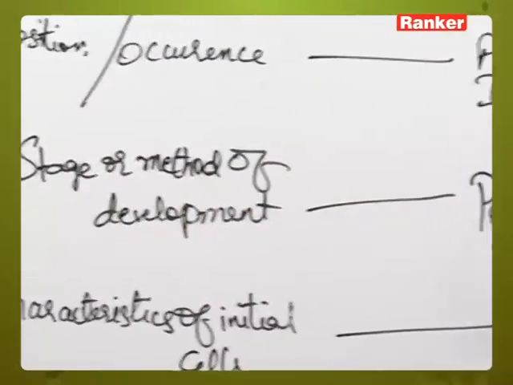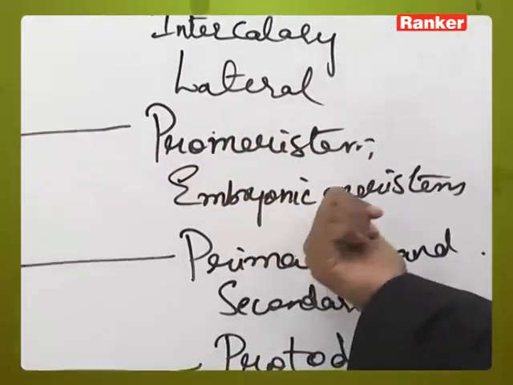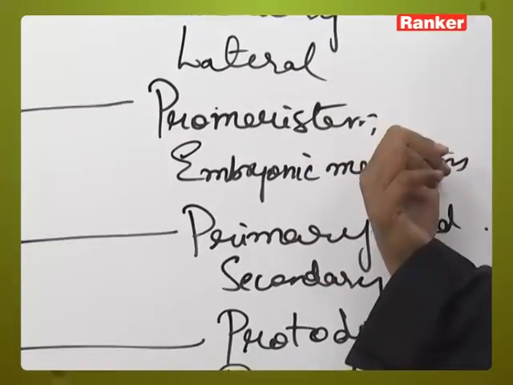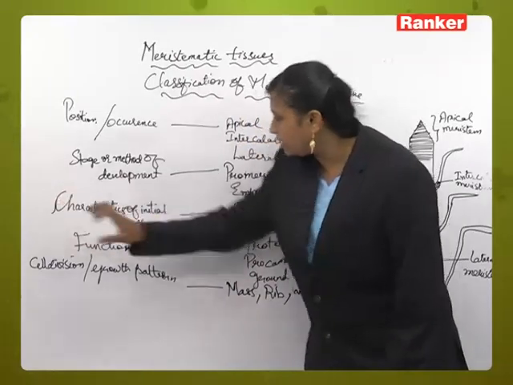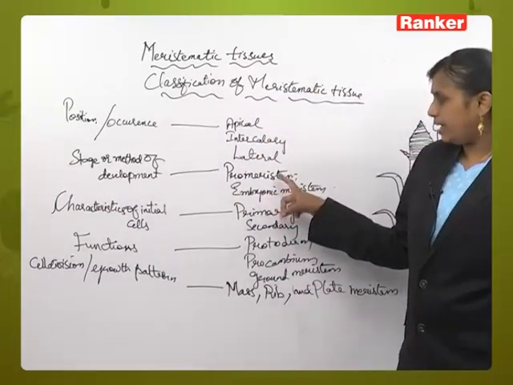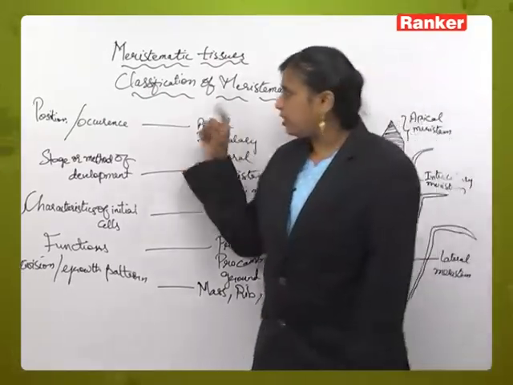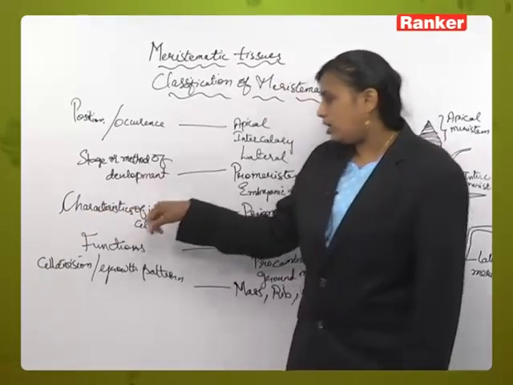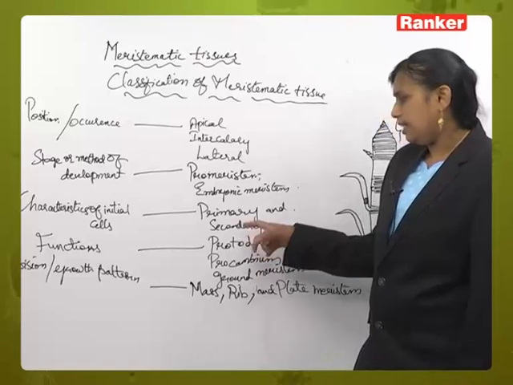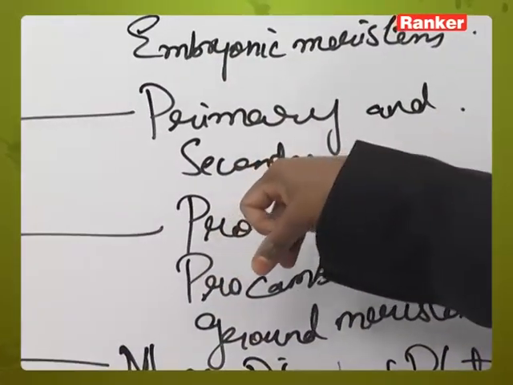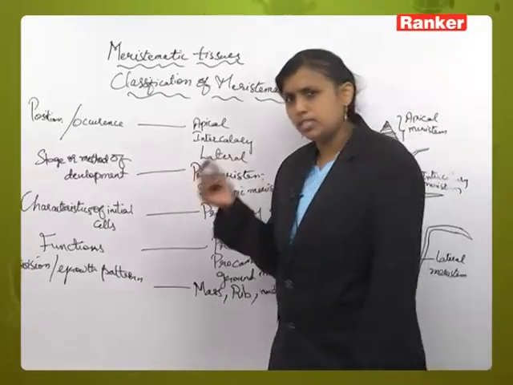So, the stages and method of development, either it may be a promeristem, first form meristem, or if it is coming under the embryonic stages, embryonic meristems. Or we can say the method of development is of two types, those are promeristems and embryonic meristems. Next, if the classification of meristematic tissue is done on the basis of the initial cells from which the meristematic tissue is being originated, then that will be primary meristem and secondary meristem.